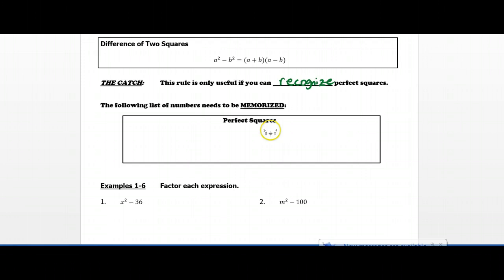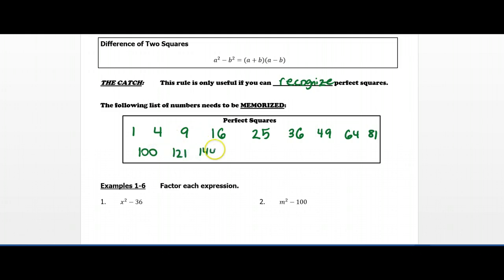So 1 squared would be 1. 2 squared, 2 times 2 is 4. 3 squared, 3 times 3 is 9. 4 squared is 16. 5 squared is 25. 6 squared, 36. 7 squared is 49. 8 squared, 64. 9 squared is 81. 10 squared, 100. 11 squared, 121. 12 squared, 144. 13 squared is 169, 14 squared is 196, and 15 squared is 225.